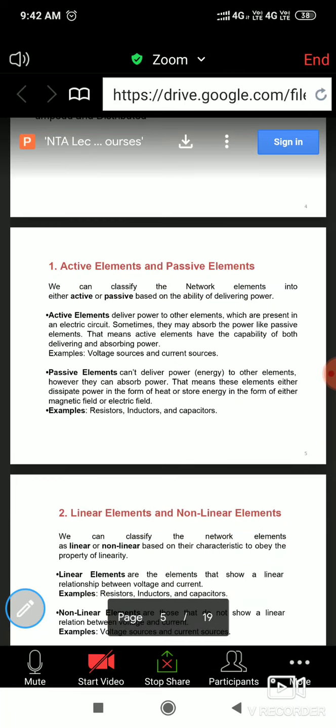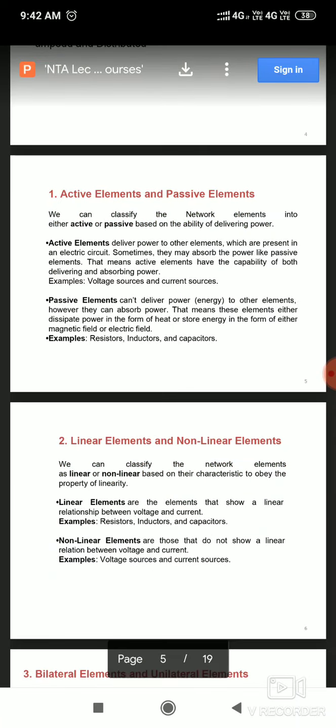Active elements are those elements which deliver power to other elements in the circuit. Sometimes they may also absorb power. That means active elements are those which are able to deliver as well as absorb power. Examples are voltage sources, current sources, etc.